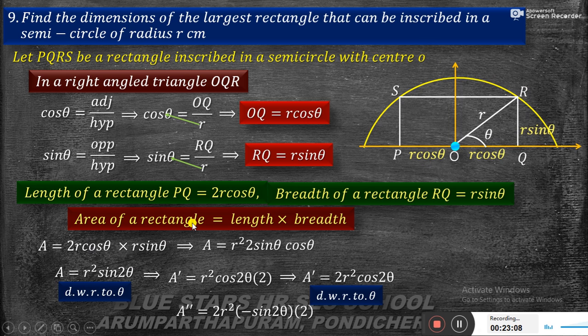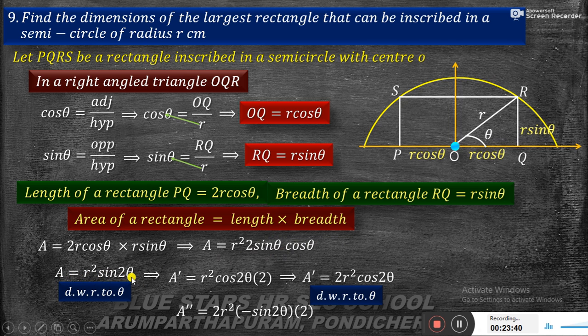Therefore the area of the rectangle is length into breadth. So area A equal to length 2r cos theta into breadth r sin theta. Therefore 2r square sin theta cos theta, so r square into 2 sin theta cos theta. This is sin 2 theta, because sin 2 theta equals 2 sin theta cos theta. So I write r square into sin 2 theta.